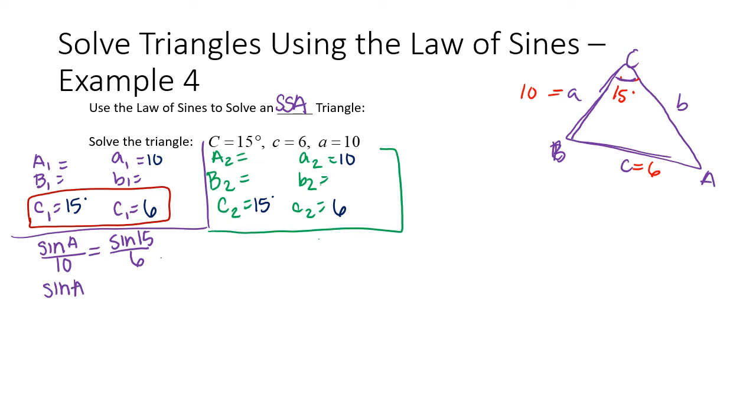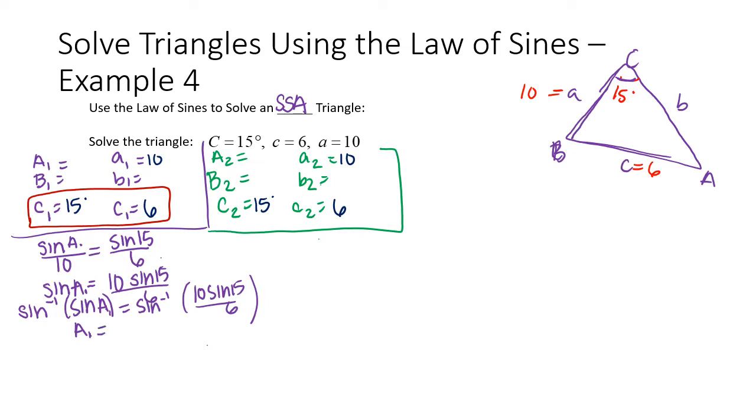So I get the sine of A equals 10 times the sine of 15 over 6. To get this A by itself, take the sine inverse of both sides. And we end up getting that A, and I should denote this A1, that the angle A for the first triangle gives me 25.6 degrees. Okay.